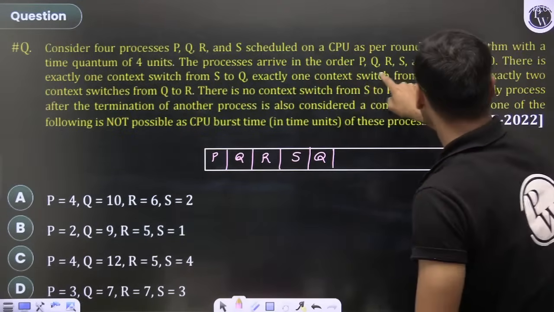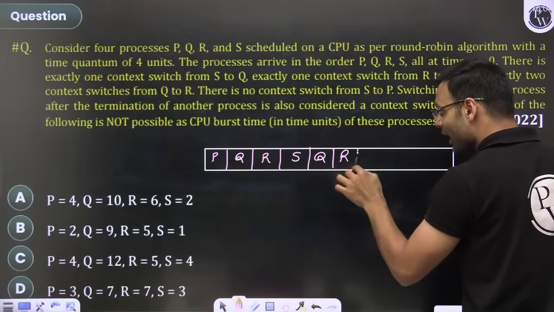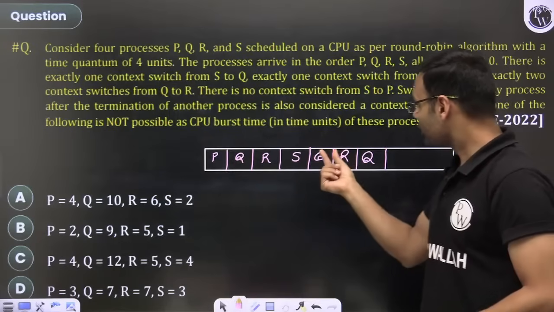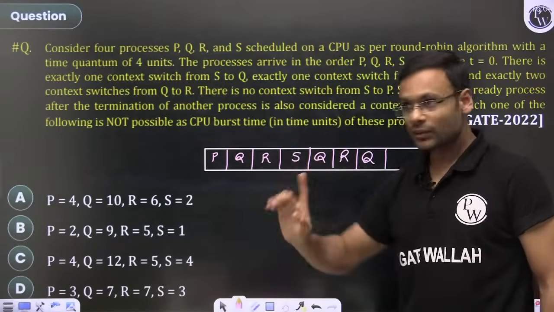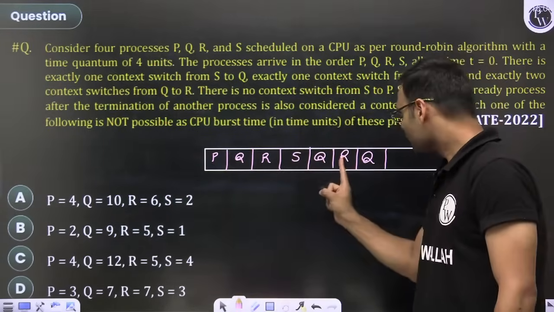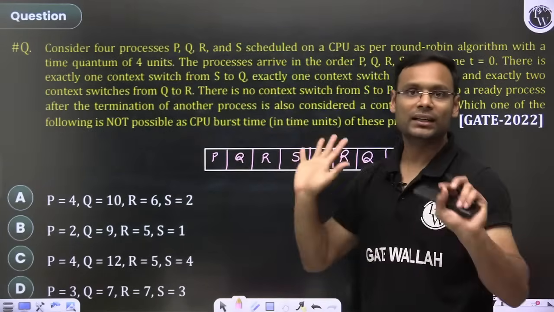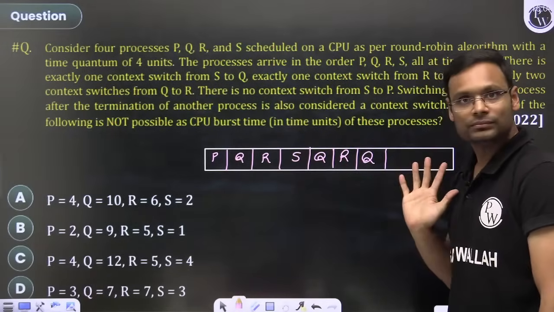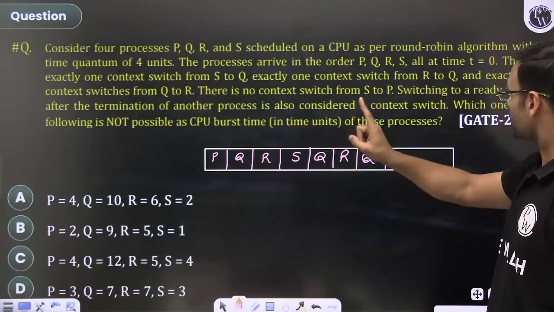Okay, exactly one context switch from R to Q. Means after Q, I will run R and from R directly Q. Which means after one time running PQRS, P is done. From S directly to Q, then R, then not S. Why? After one time running, S also completed. After PQRS, I am running QR. So there is a context switch from S to Q and there is a context switch from R to Q.